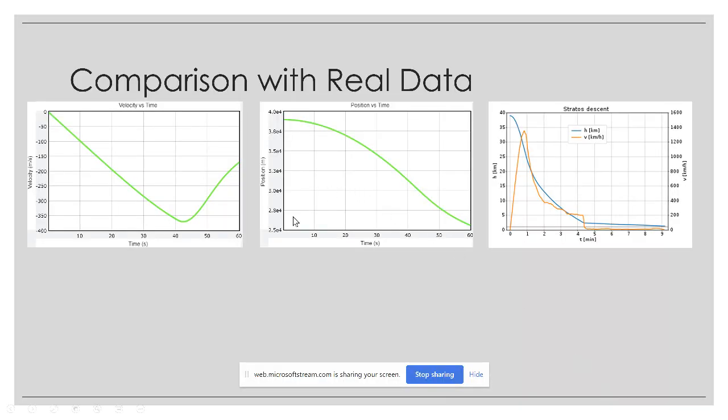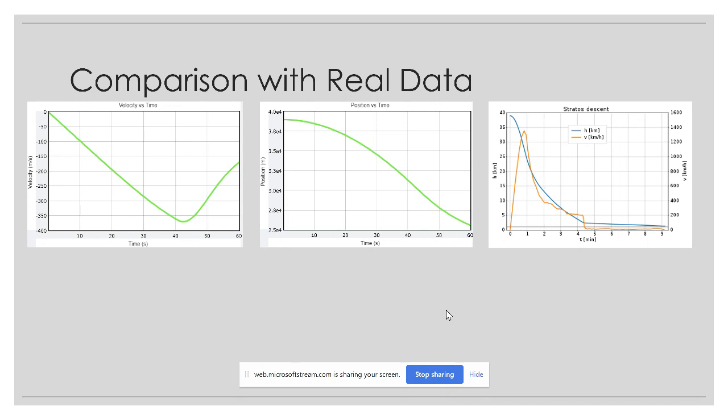And as you can tell, we also have the position graph change concavity right around halfway through. It changes the concavity right there. And then we also have the velocity achieving a maximum at around 42 seconds, and then we see a sharp decrease. My model did not have quite as sharp of a decrease in the velocity as the Stratos descent, but it is still fairly accurate.